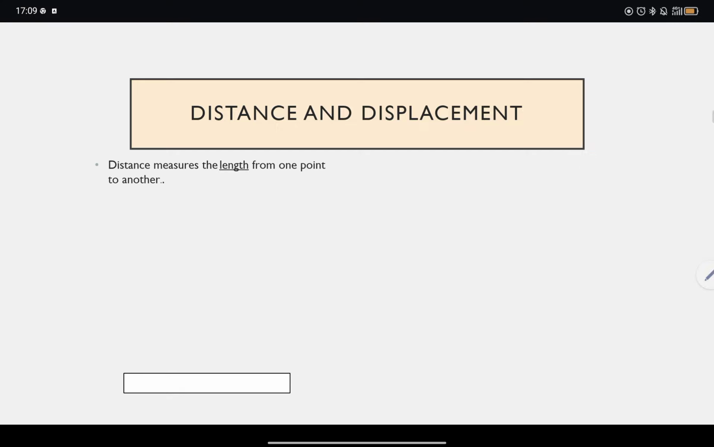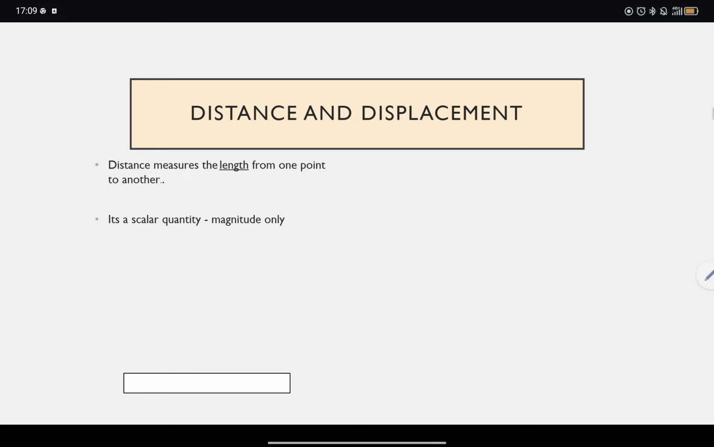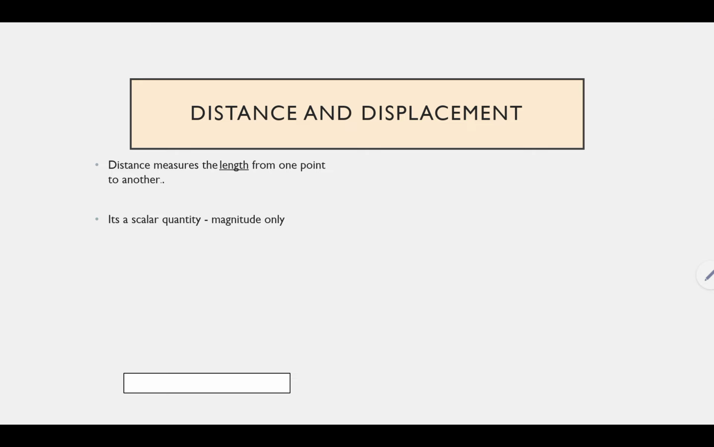Distance measures the length from one point to another. As we've discussed in the previous lesson, length has only the magnitude, only the number, so it's a scalar quantity. It's measured in meters or kilometers.